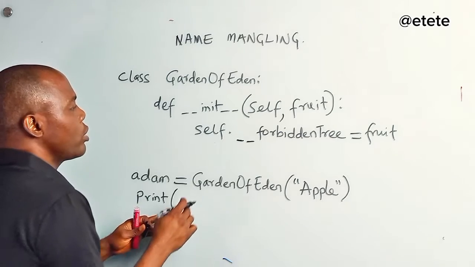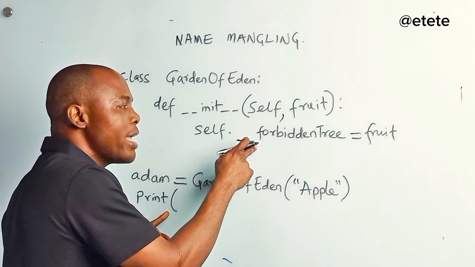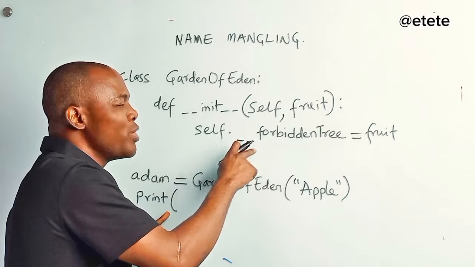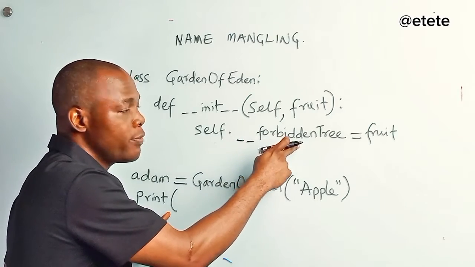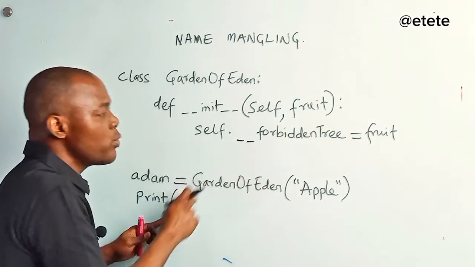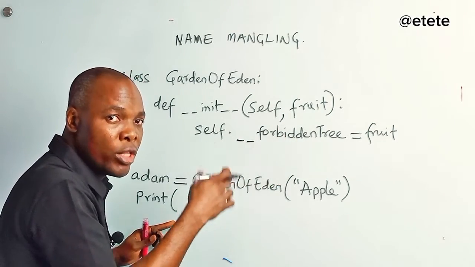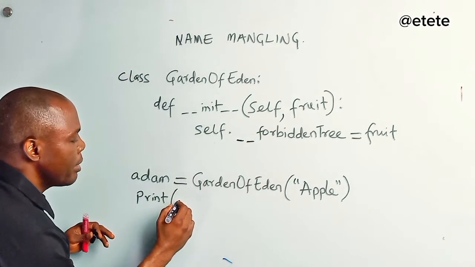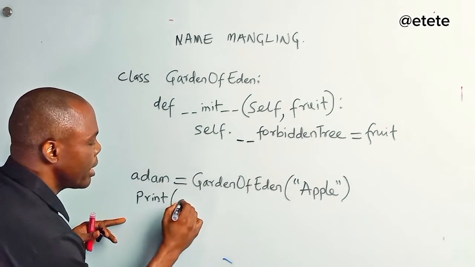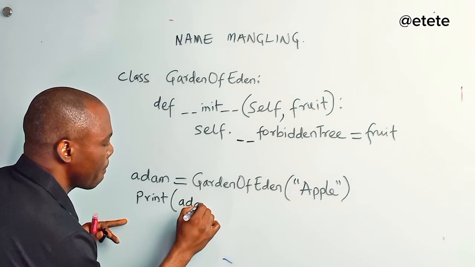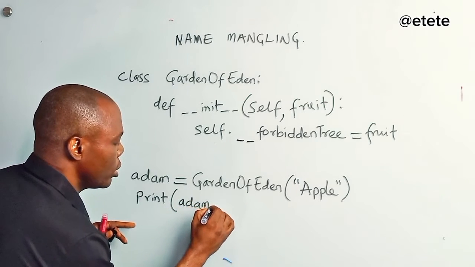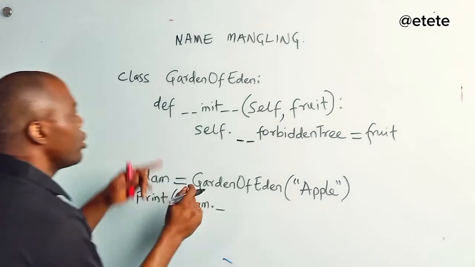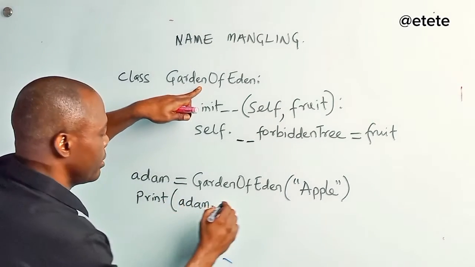Then, because what is happening here is that Python will change the name of this forbidden tree. So when you try to access it from outside, it will tell you it doesn't exist. But how do you do it? Now, how you do it is by saying print, then you say Adam dot, right? And then underscore. You will now call this class, which is what?